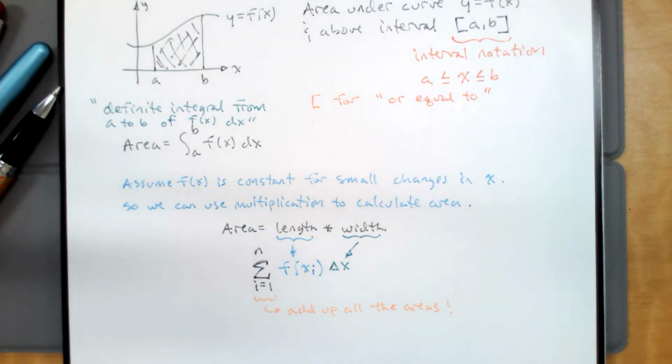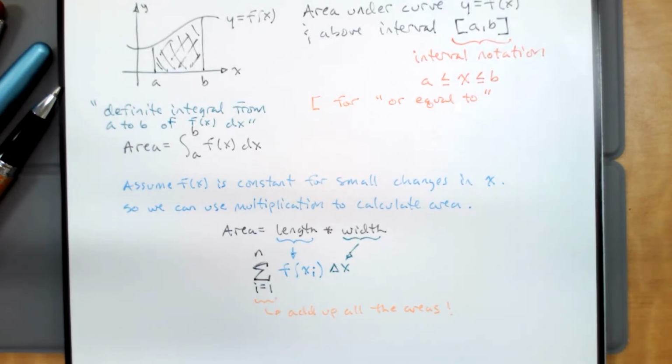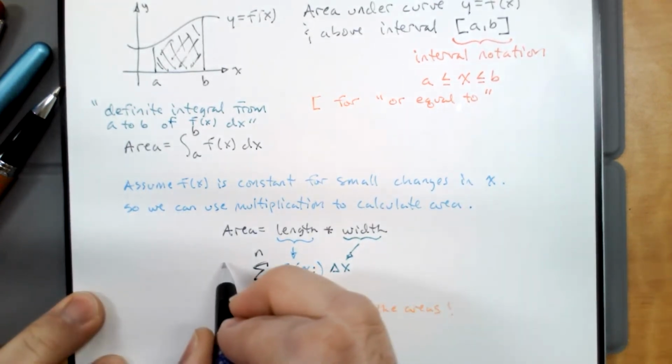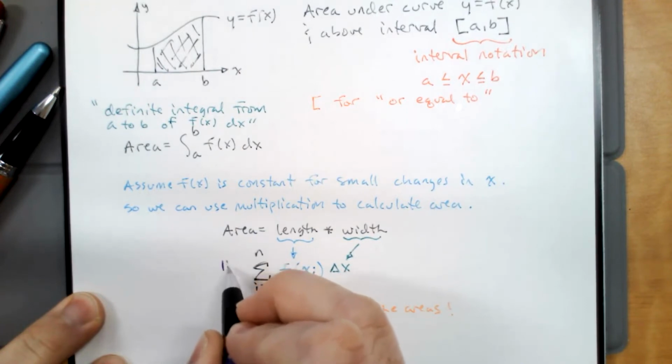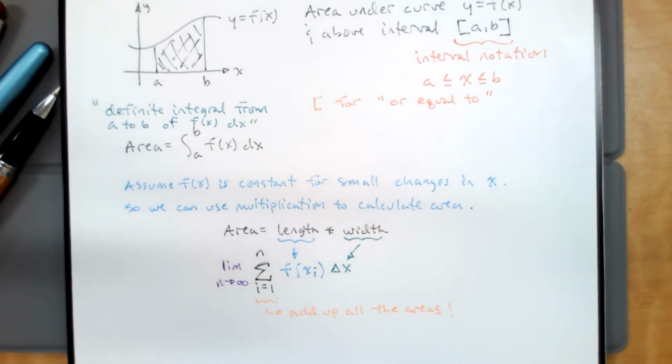So here we are adding up all the areas. Now, what we know is that if we do this more often, if we use more rectangles, then our approximation will be closer to the actual area. And so we do the calculus thing. We'll just do an infinite number of rectangles. But we can't just plug in infinity because it's not like a number. So we say, well, let's take the limit as n goes to infinity. So that's just us saying use an infinite number of rectangles.